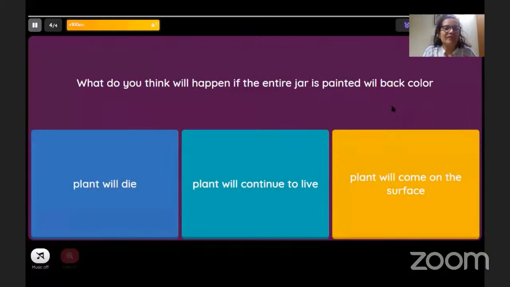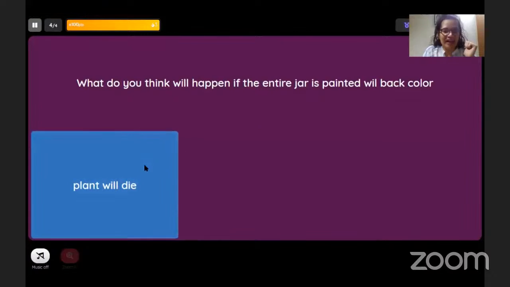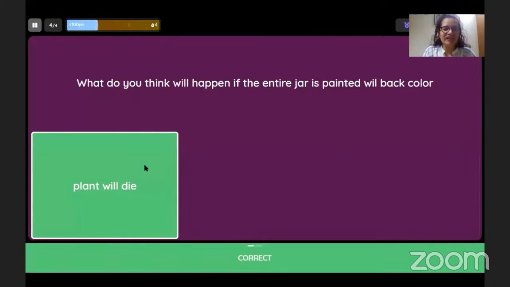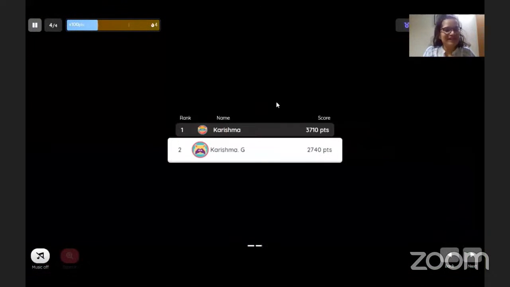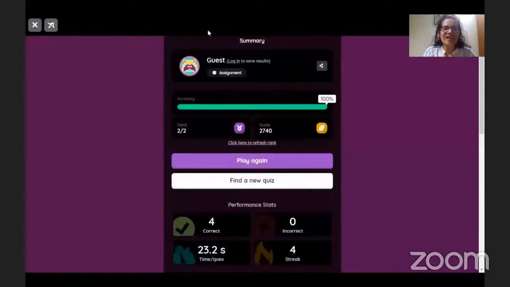Now, what do you think will happen if the entire jar is painted with black color? Okay, there's a mistake, spelling error. Okay, so if it's painted with black color, that means no sunlight can come. That means no photosynthesis. If no photosynthesis, the plant cannot produce its own food, and that's why the plant will die. Okay, clear everybody? So that's it. We had only 4 questions and good job, everybody.